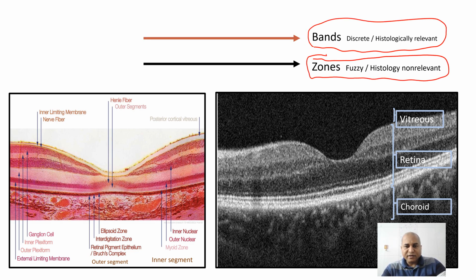Now these are distinct layers which are seen on OCT, but the difference is that bands are those structures which are discrete on OCT and they have a histological relevance. Zones are layers which do not have distinct boundaries and they don't have a histological counterpart. And I have labeled the bands as these kind of arrows which are changing colors and zones as just black arrows. So keep in mind when we proceed, each one of the layers will be represented by this particular kind of arrow.